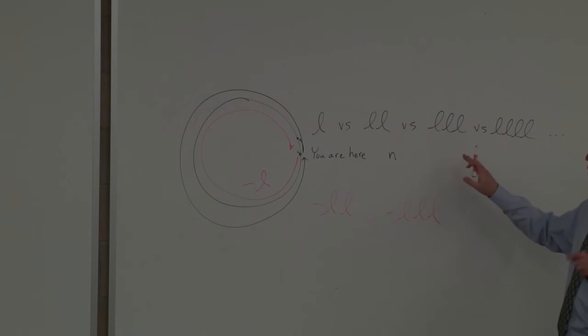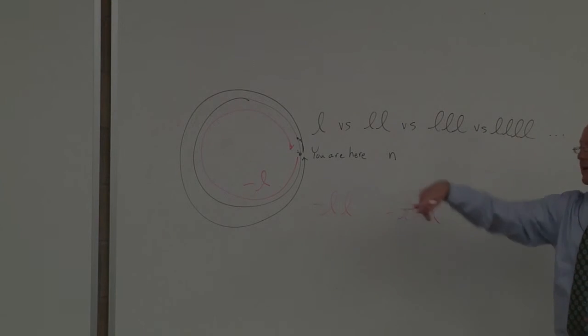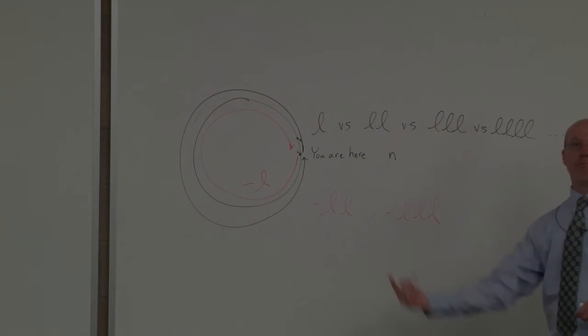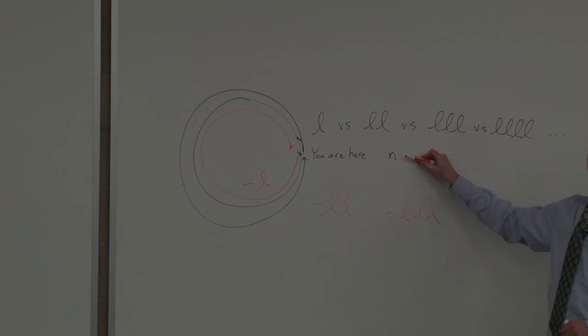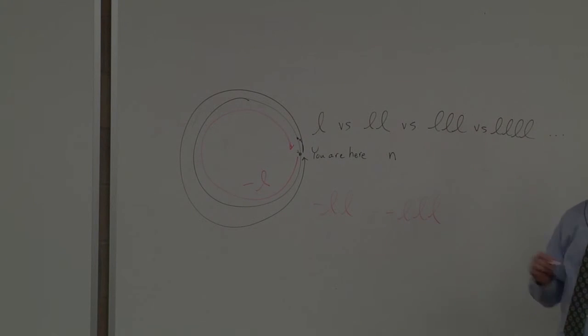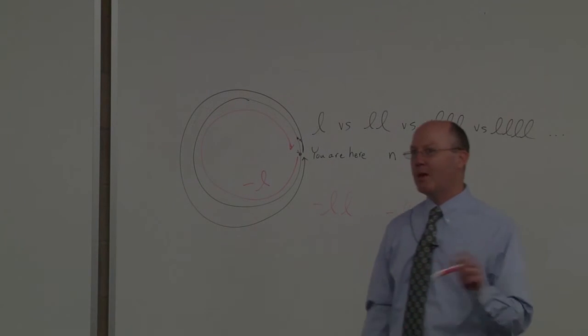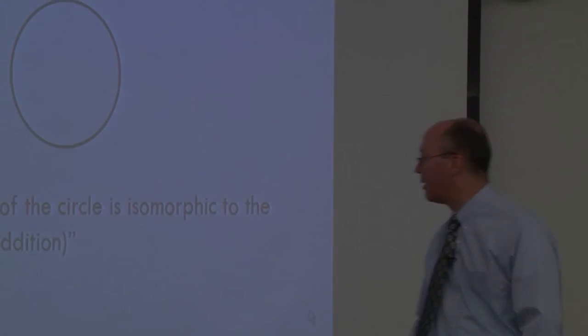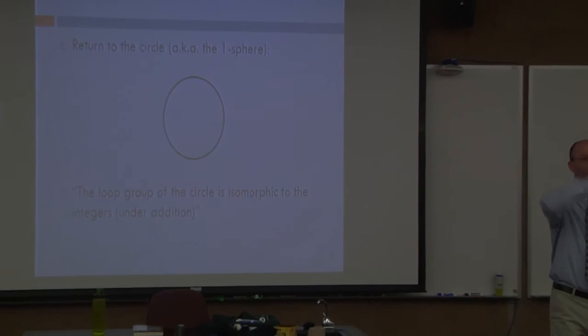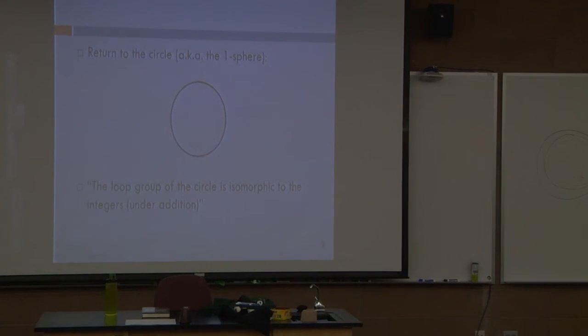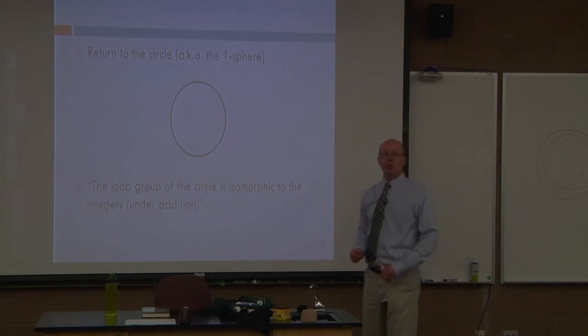So, just a quick review. If you go around 3 times that way, then you go around 3 times that way, it's as if you never started. Okay, what am I talking about now? I'm not talking about topology anymore. I'm back into algebra. You're talking about 1, 2, -1, -2, -3. Those are the integers. That's called a loop group.